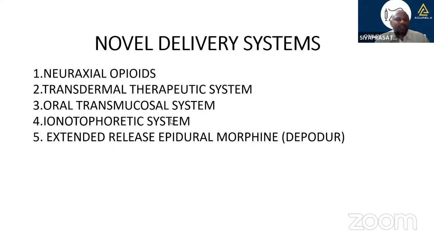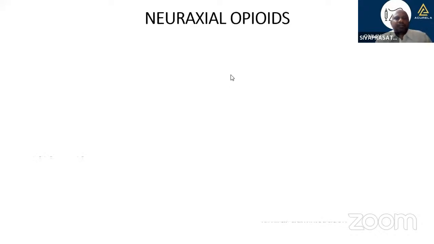Coming to the newer things, novel delivery systems, we have neuraxial opioids and the delivery systems: transdermal therapeutic systems, oral transmucosal fentanyl, iontophoretic fentanyl, and extended release epidural morphine. A word about neuraxial opioids.